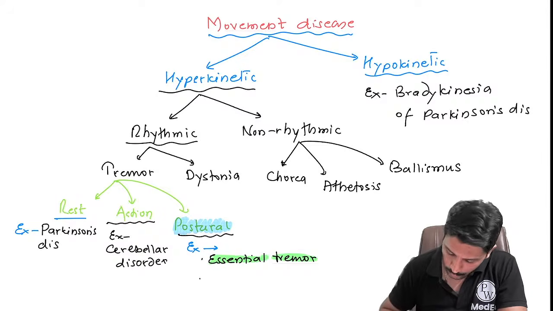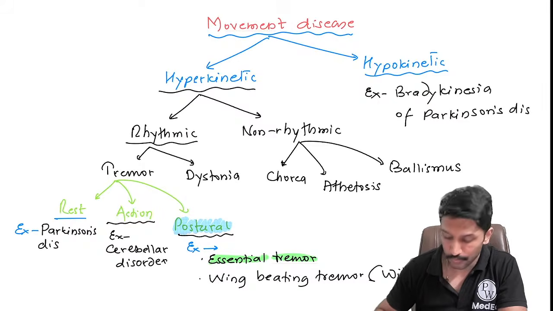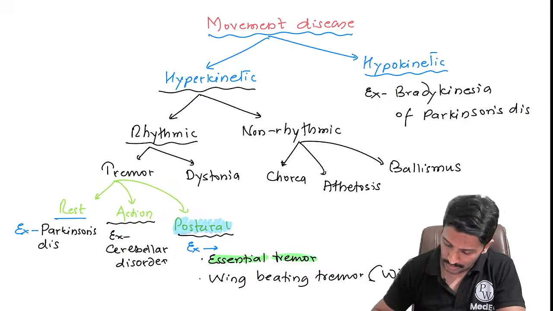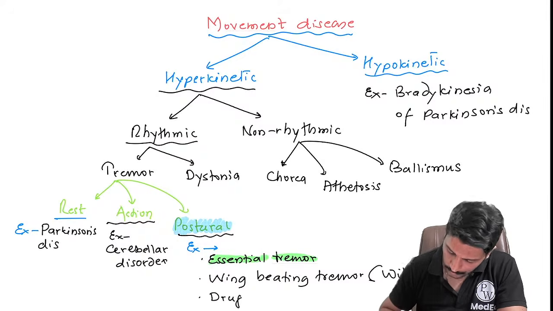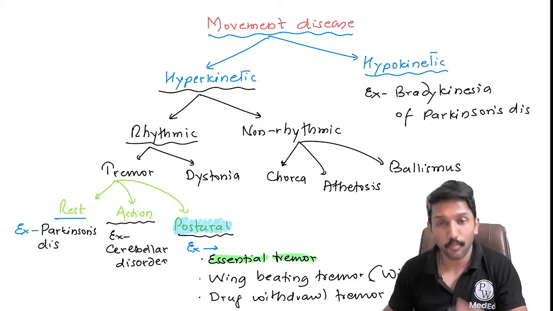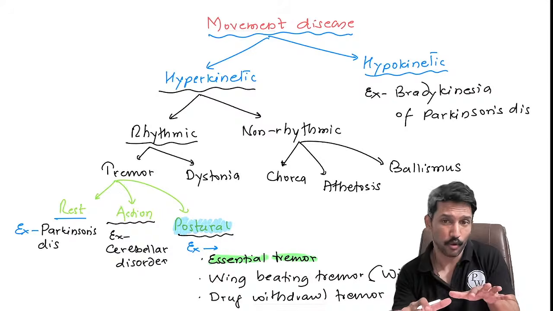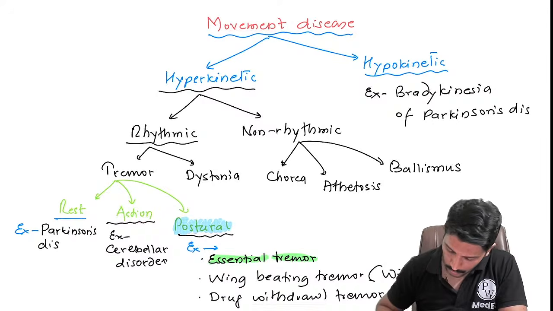Okay. The other example for postural tremor is the wing beating tremor, which is seen in Wilson's disease. Okay. And then drug withdrawal tremor. This MCQ has appeared in the FMGE, like alcohol withdrawal tremor or a narcotic withdrawal tremor. What kind of tremor is it? They are also postural tremors. So at rest, tremor may not be obvious, but when the limb is held against gravity, the tremor appears. And because this has already appeared as an MCQ, it remains an important point.